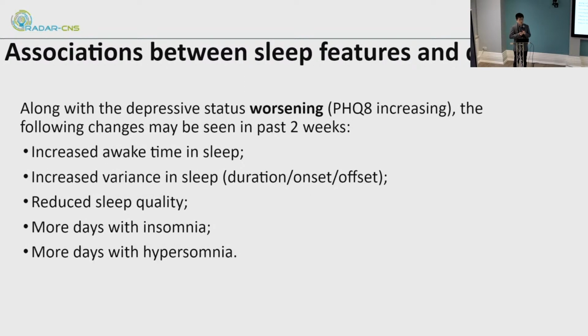And the associations between sleep features and depression can be summarized as follows: along with the depressive status worsening, the following trends may be seen in the past 2 weeks. There is increased awake time in sleep, increased sleep variance, such as the standard deviation in the sleep duration of the past 14 days, reduced sleep quality, and more days with insomnia or hypersomnia.